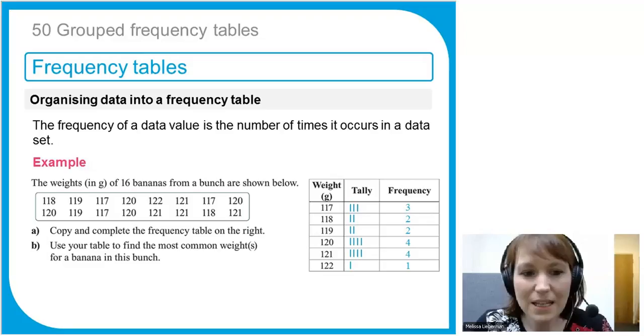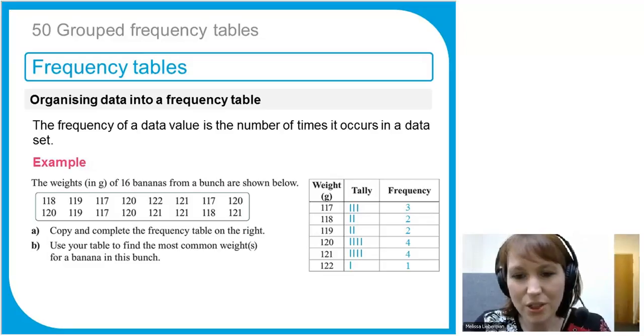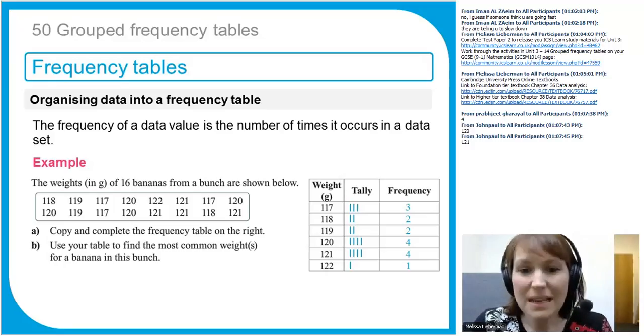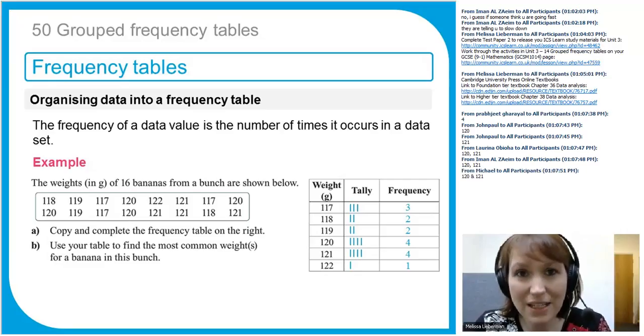Now part B says, use your table to find the most common weight for a banana in the bunch. So over to you guys watching live. Which of these bananas, or what weight of banana appears most often? Have a look at the numbers and tell me what you think. Be careful, Prajit, it's not 4. So it says the most common weight. We've got weights and we've got frequencies. The frequencies tell us how many times each thing happens. So it's quite a common mistake to write down the frequency, but we're not looking for the frequency, we're looking for the weight.